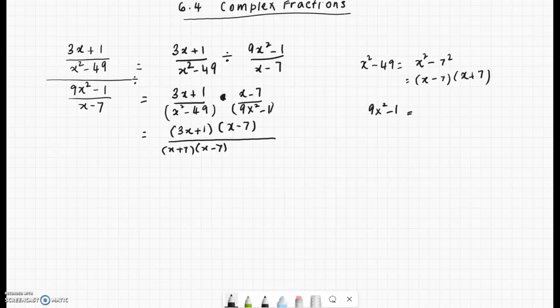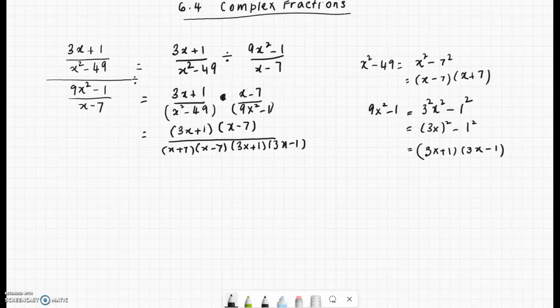When you see a 9, you have to think of it as a square. So that's really 3² x² - 1, which can also be written as 1 squared. So this is (3x)² - 1². That's equal to (3x + 1)(3x - 1). So let's write this down. (3x + 1)(3x - 1).